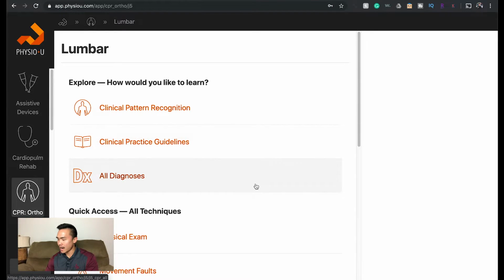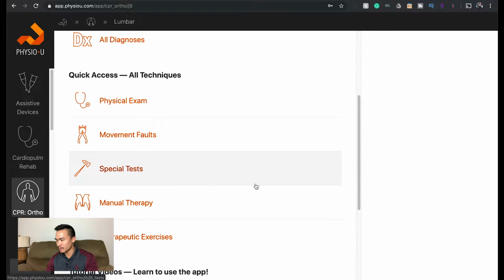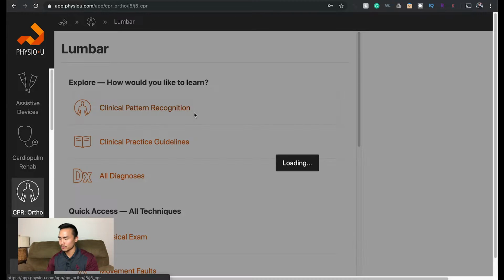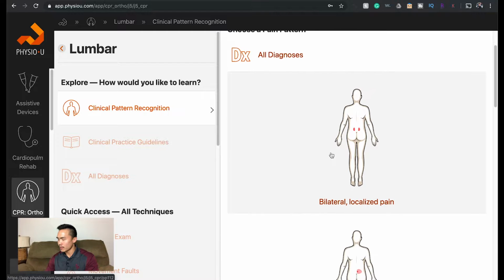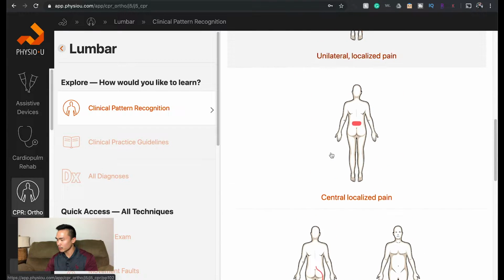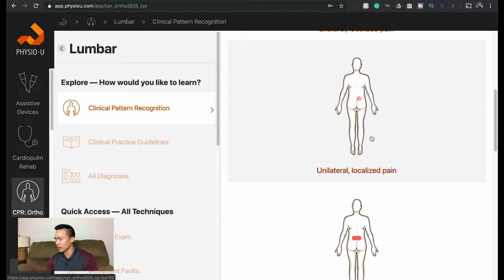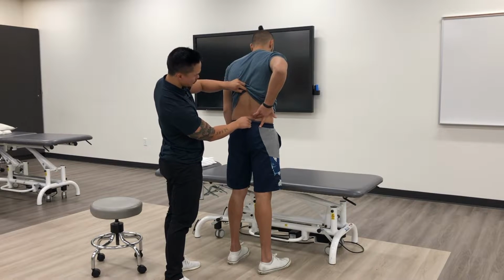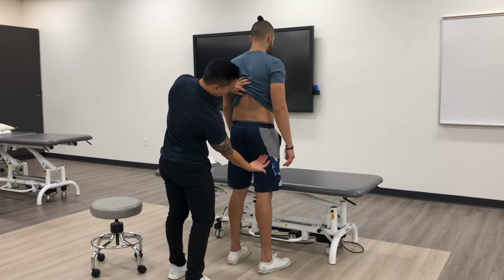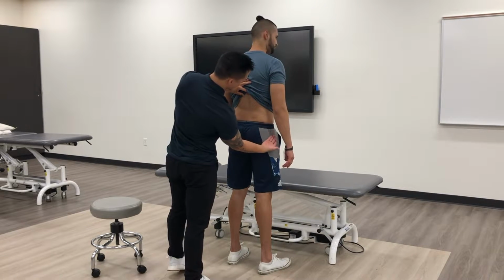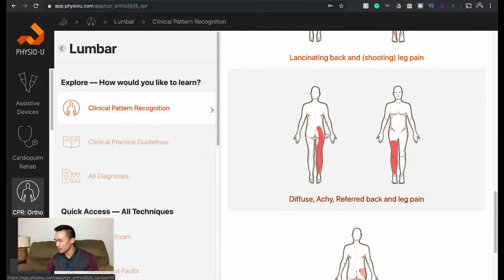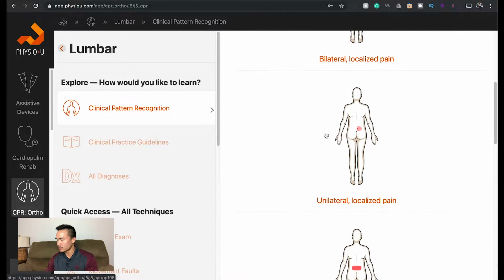All right, so now the next part, how I use this. We're in the lumbar section, and there's quick access things here, but I actually go into clinical pattern recognition, and I look here and go, okay, where is the pain? The patient stated that the pain was localized around the lower back on one side, unilateral localized pain. So right in this region? Okay. How about going up? Nothing. Anything going down the leg, down the buttock, down the side of your leg, anything towards the front of the body? No. It's not radicular, or referring down the leg at all. So let's click this one.